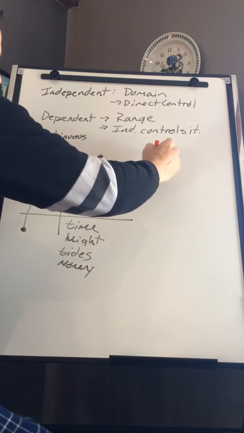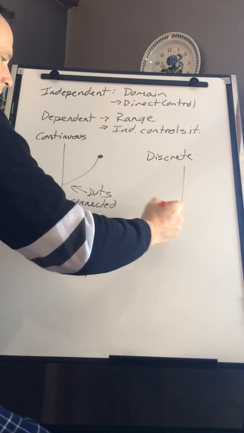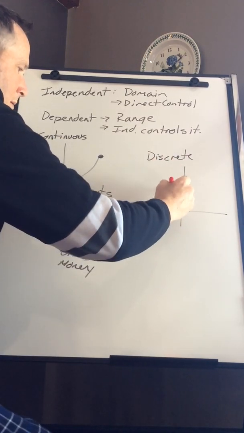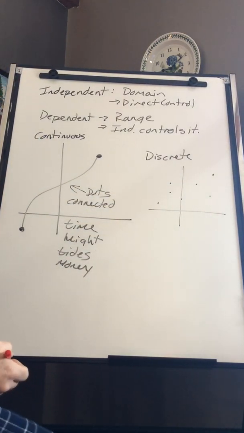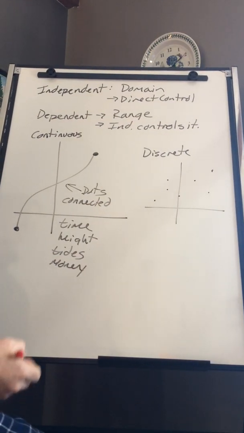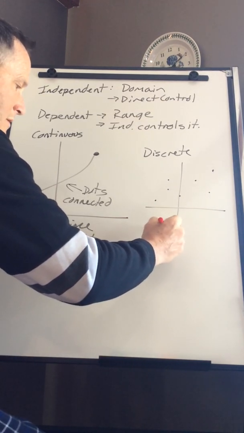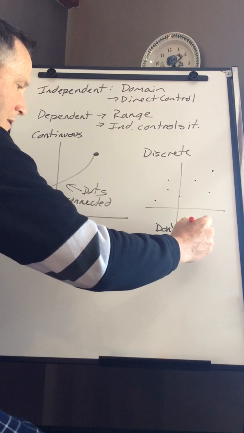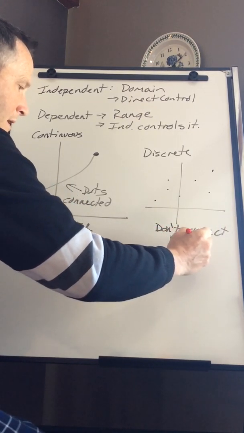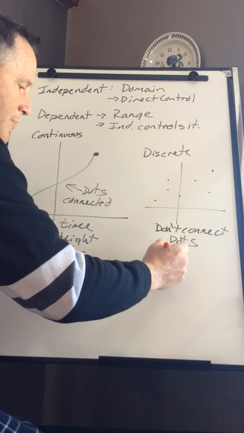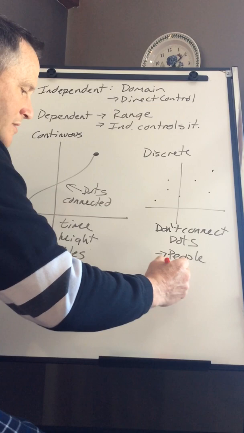Discrete, you don't connect the dots. Whatever it is, you just get a bunch of dots. Don't connect dots. That would be something that has people involved. Why? Because you can't have half a person or an object.